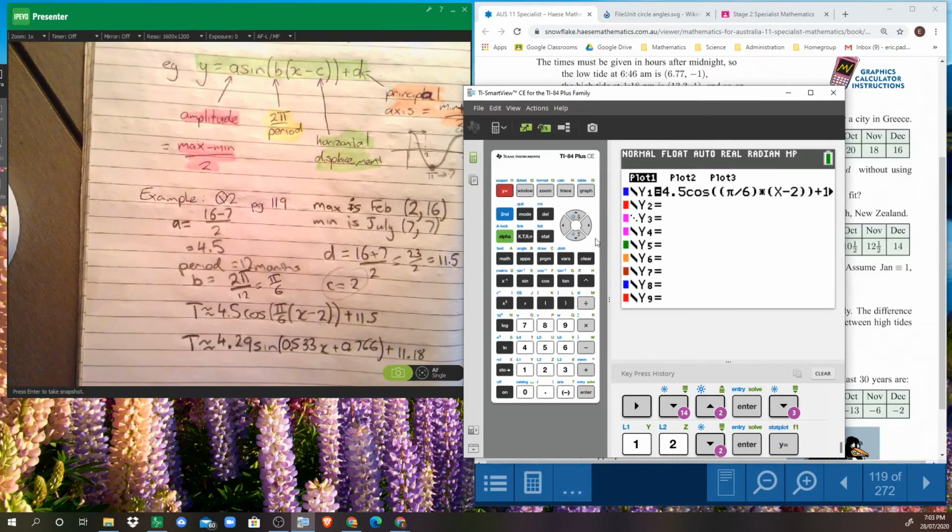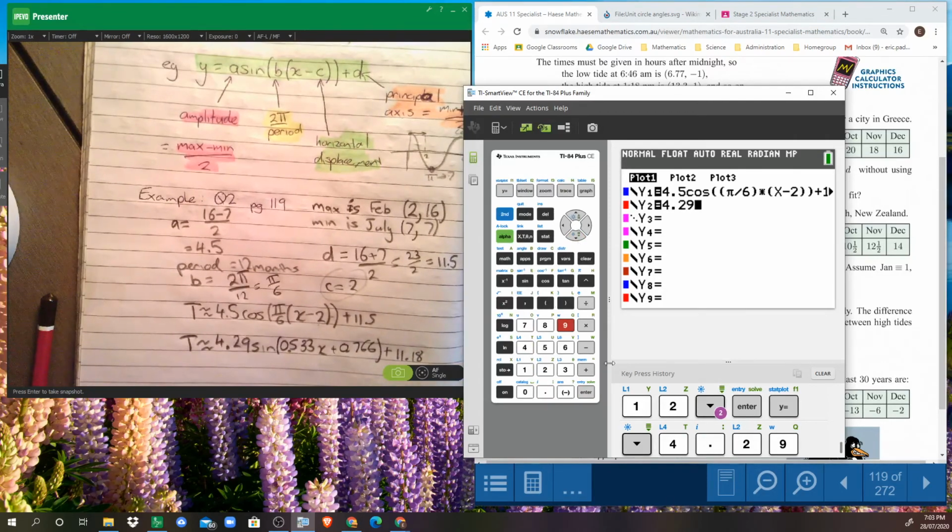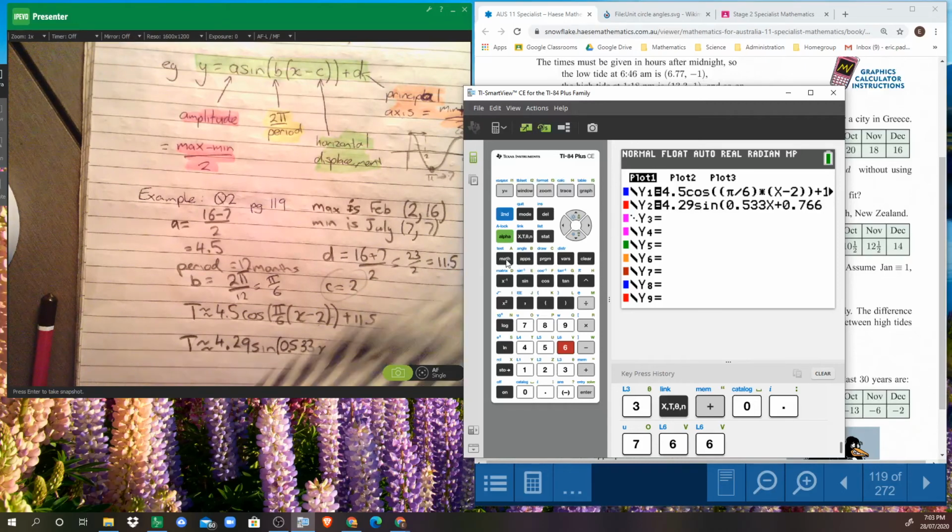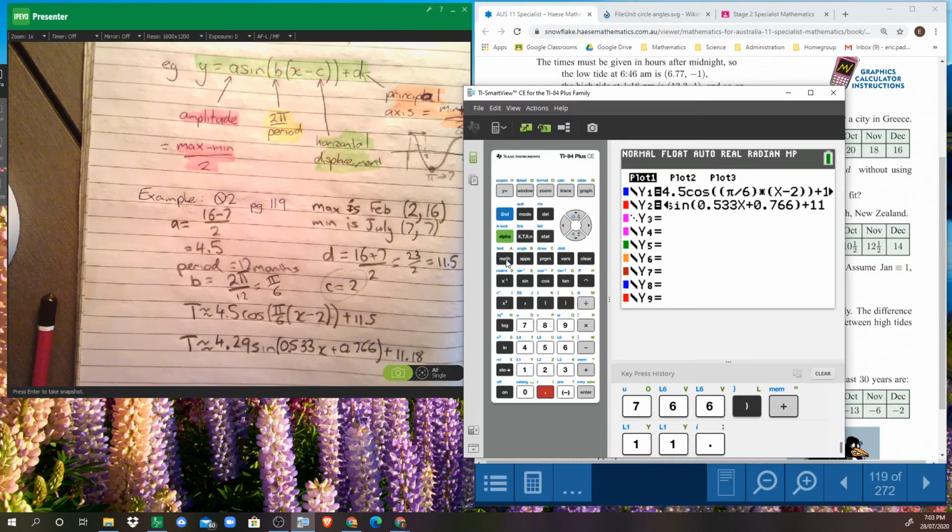Now I'm going to put that into my Y2. I'm just going to type it in. There was a way to copy it out, but I'm not a master of this stuff, so I'm just going to quickly type this out. Sine bracket 0.533x plus 0.766 bracket, 11 point.